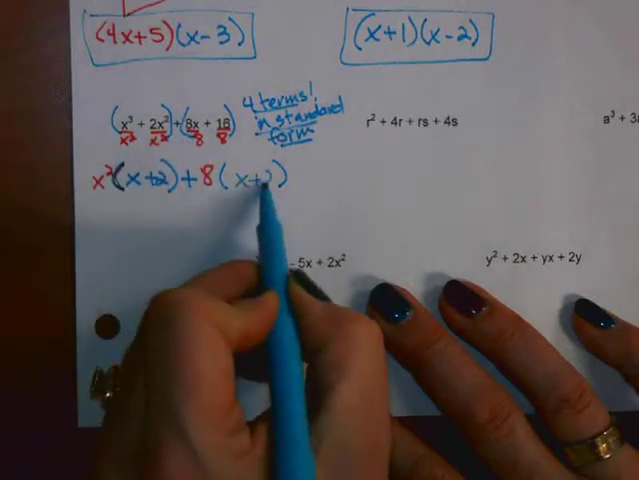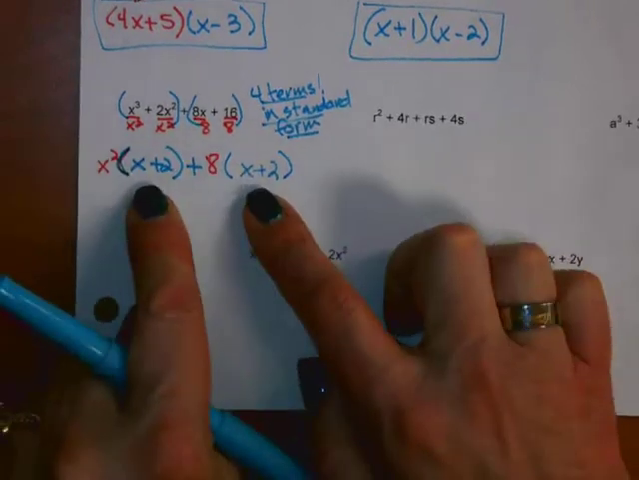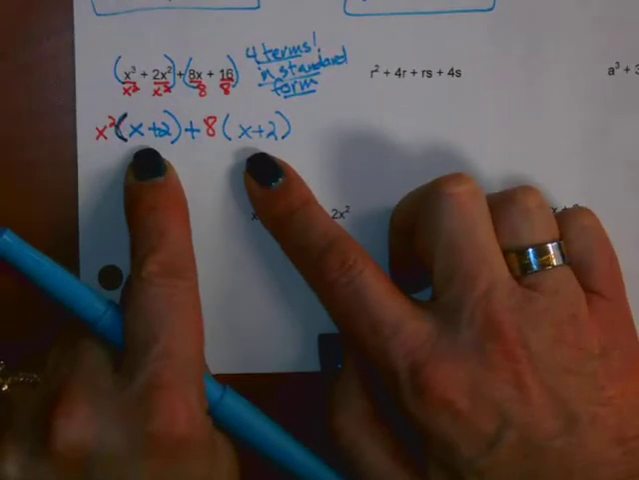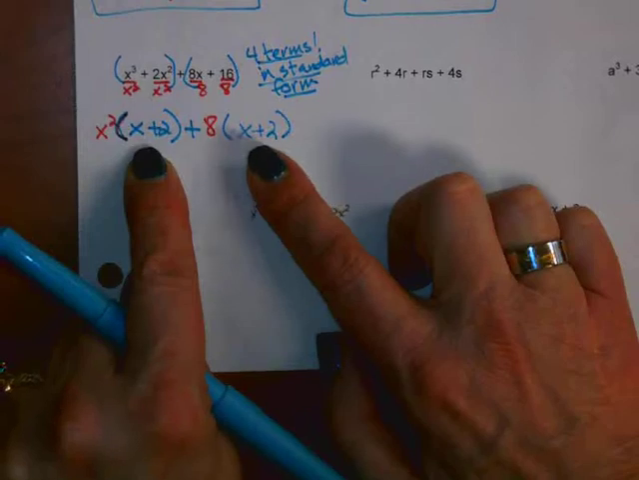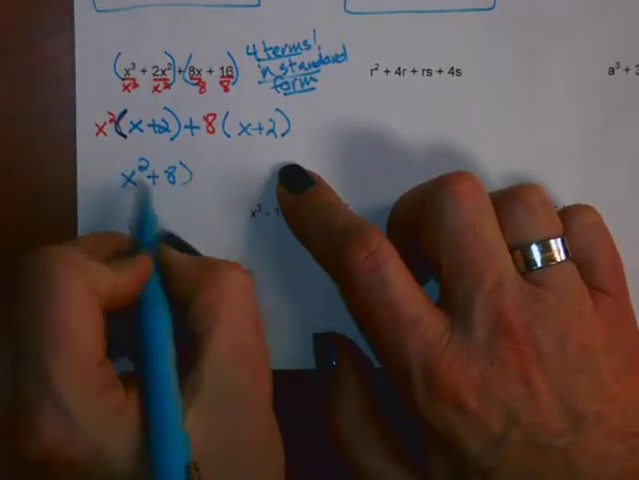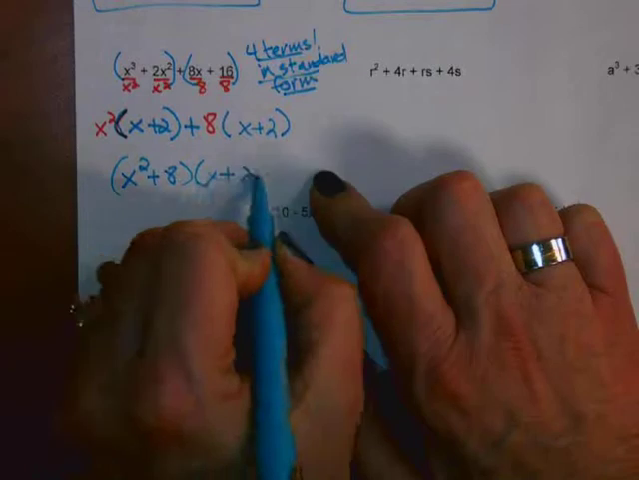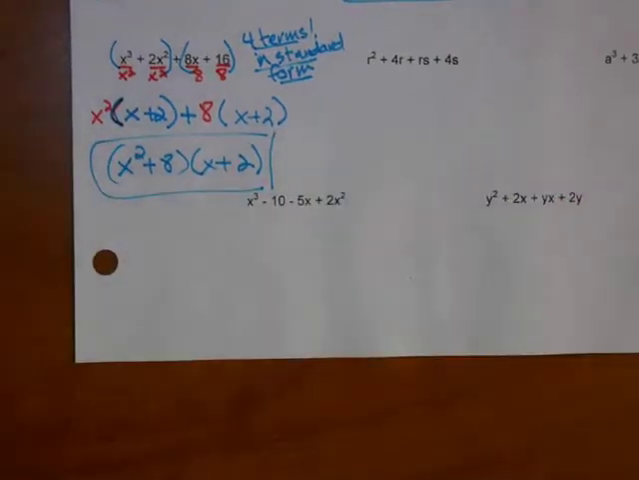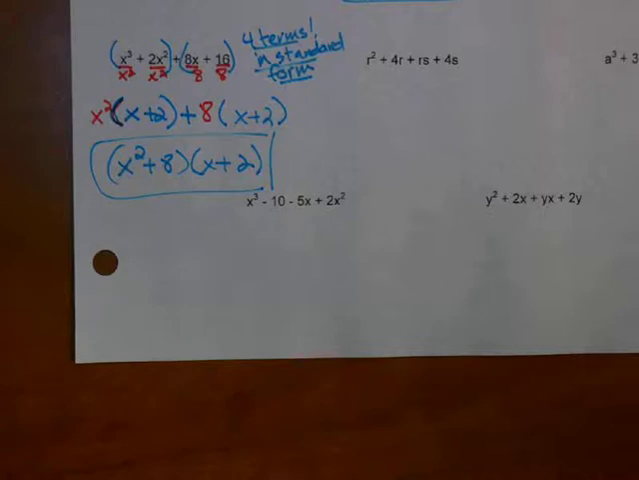Would you look at that? They're the same. Isn't that nifty? That's what you need. You need to look to make sure you get the same thing in both of those. And then you can group. You can say, okay, I know that x squared plus 8 times x plus 2 are my two binomials. That's called grouping when you have 4 terms. You can't do it when you have 3, but when you have 4, you can do it. Okay?